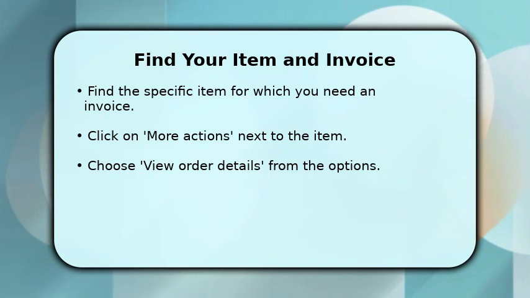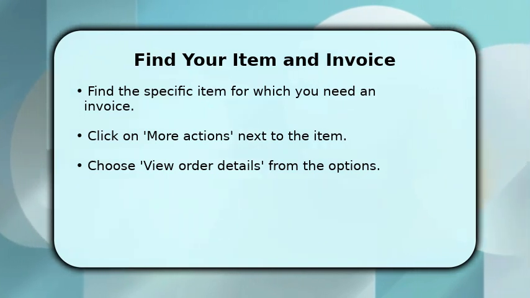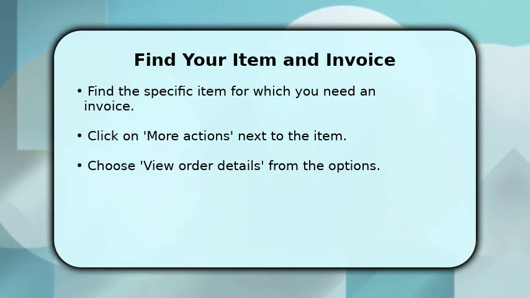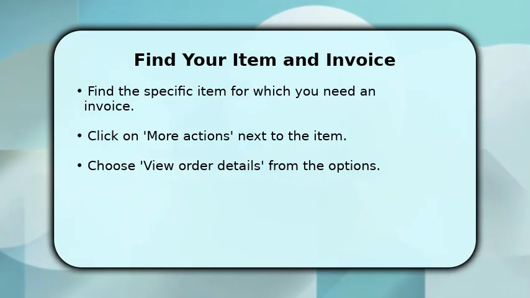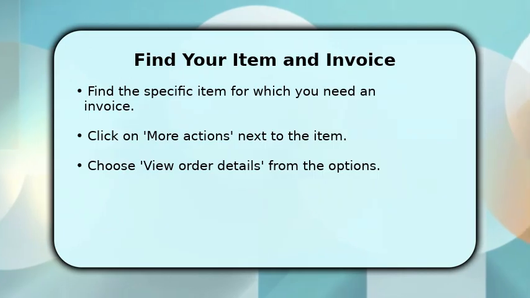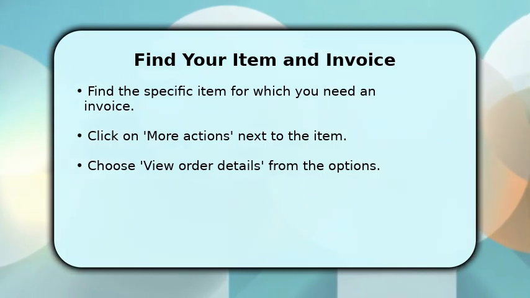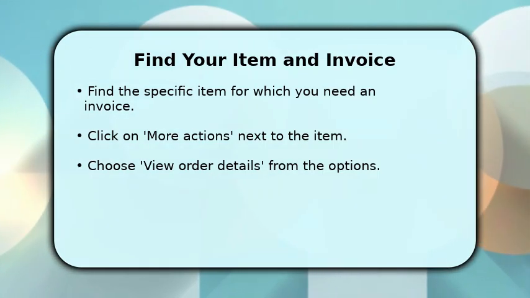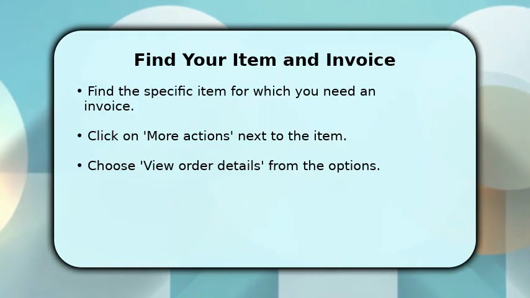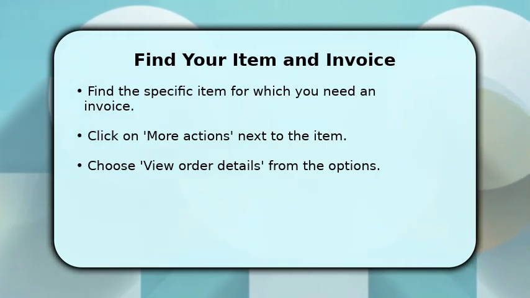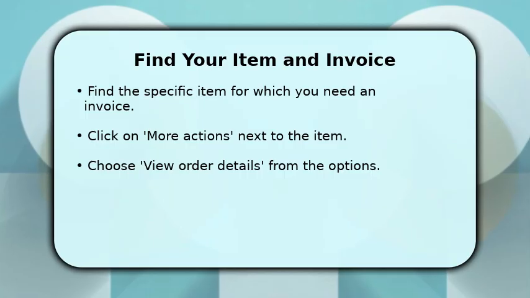Next, scroll through your purchase history to find the specific item for which you need an invoice. Once you've located it, you'll see a More Actions drop-down menu next to the item. Click on this menu, and then select View Order Details. This action will take you to a page with comprehensive information about your purchase, including payment and shipping specifics.